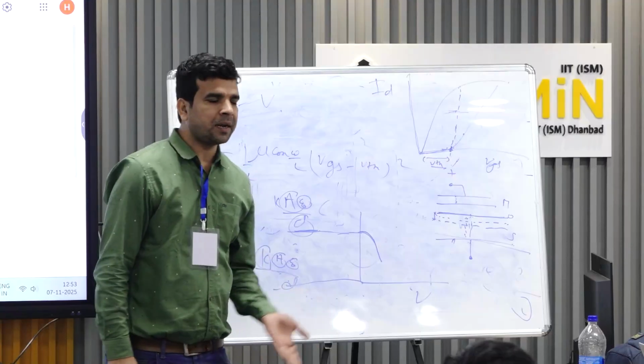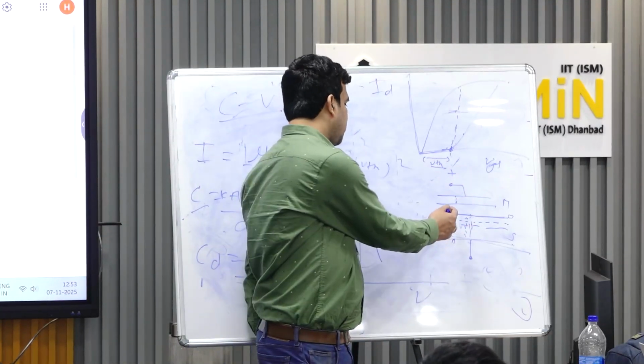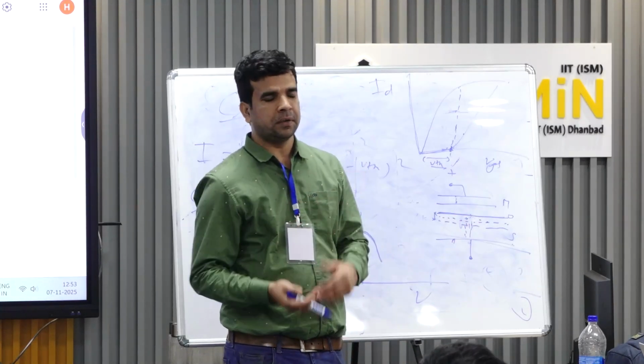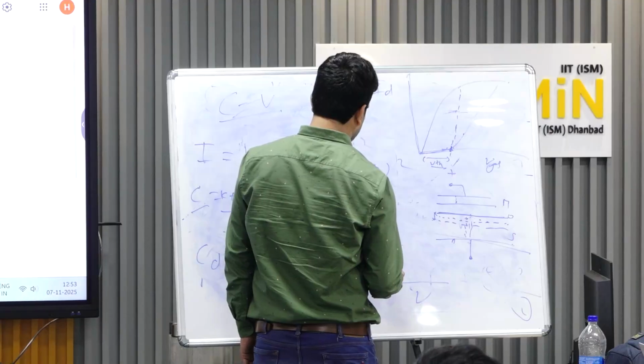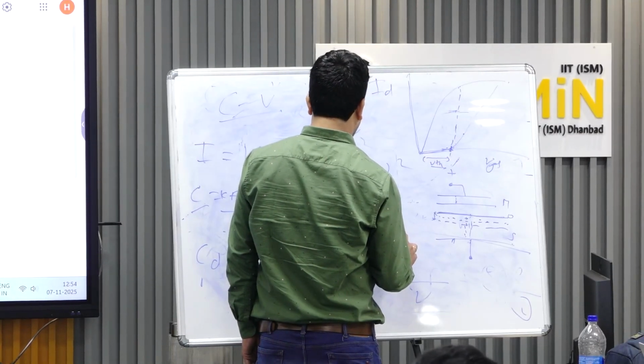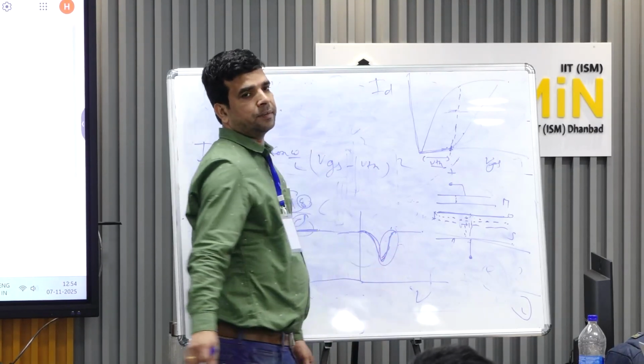And then again, suddenly what will happen? All the electrons will start coming, and this will be filled by electrons in the inversion region. Inversion. So suddenly you will see a sharp increment in the capacitance, and then it becomes constant. So a sharp increment will happen in inversion.